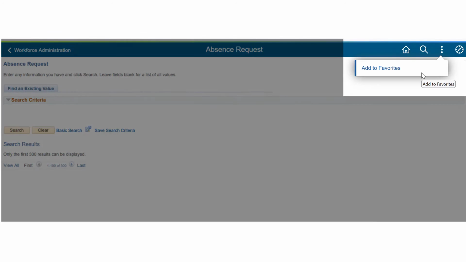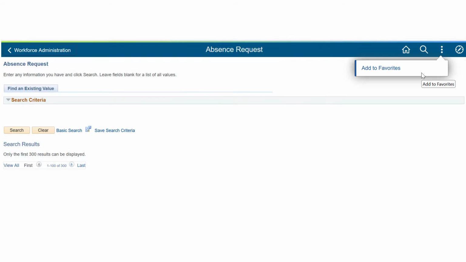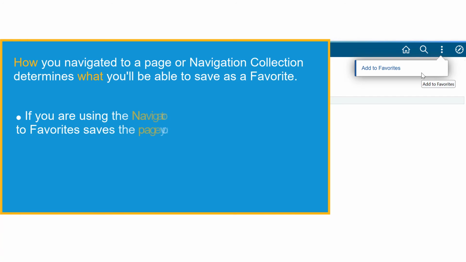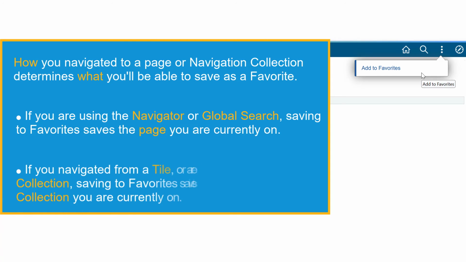Add to Favorites will allow you to save shortcuts to pages or navigation collections for fast and easy navigation. How you navigated to a page or navigation collection determines what you'll be able to save as a favorite. If you're using the navigator or global search, which we'll talk about next, saving to Favorites saves the page you are currently on. If you navigated from a tile, or are on a navigation collection, saving to Favorites saves the navigation collection you are currently on.